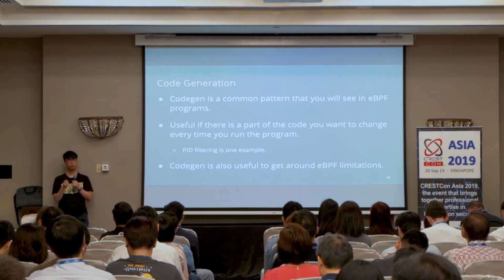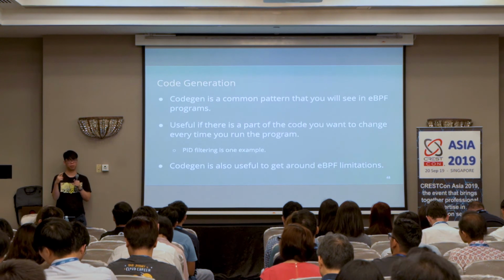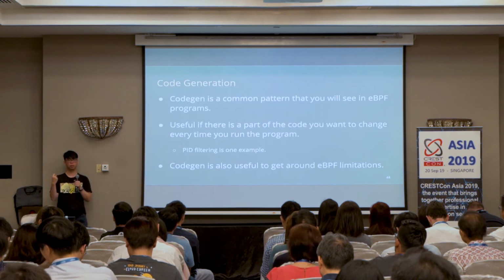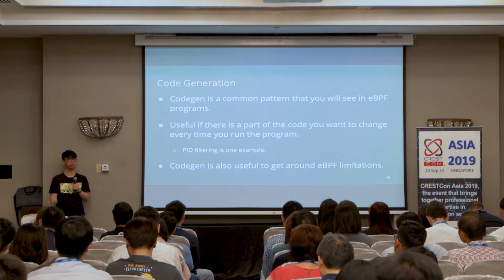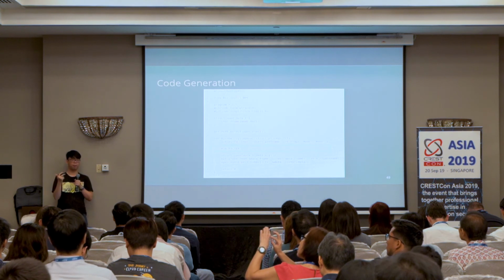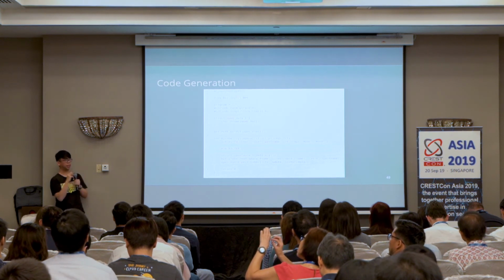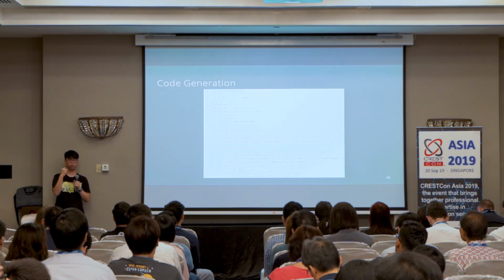And it is also very useful to get around certain eBPF limitations. For example, you can't have loops in your eBPF program. So what you can do is you can use code generation to emit that section of the code 3 times, for example. So this is the same program as before, but what I added was a PID_FILTER placeholder string, which I will then replace with actual C code later on.